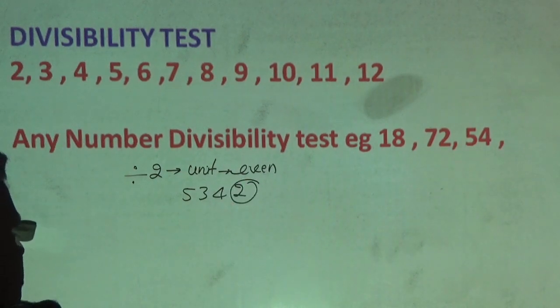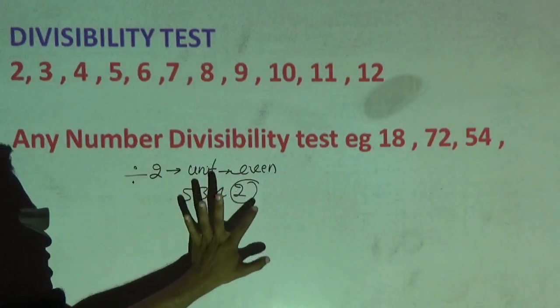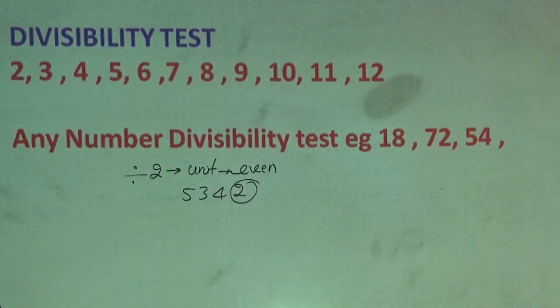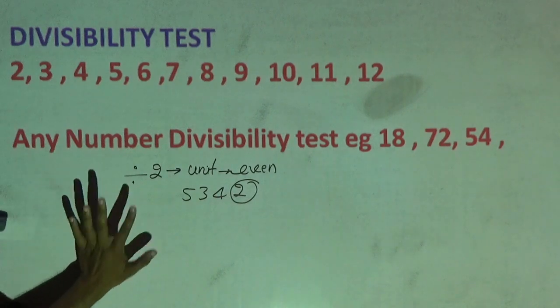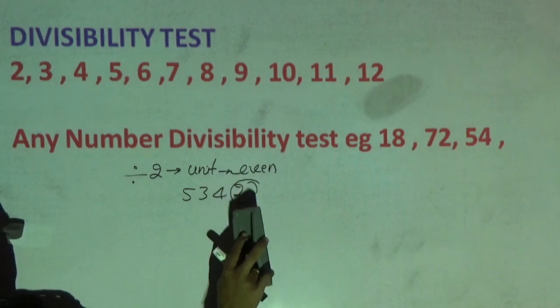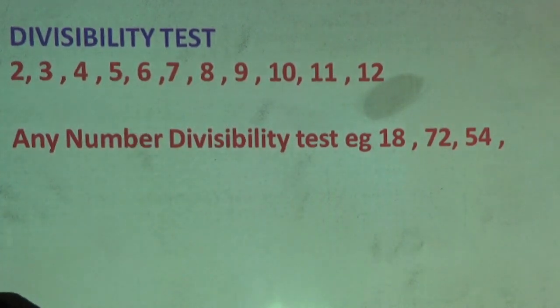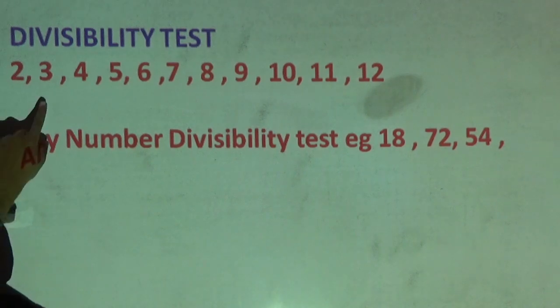What is the units place? Units place is 2. That is even. If the units place has an even number, then the number is divisible by 2. Hope you understood how to check for divisibility by 2. Then how to check whether a number is divisible by 3?